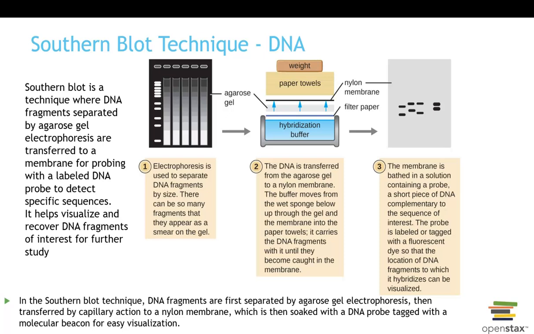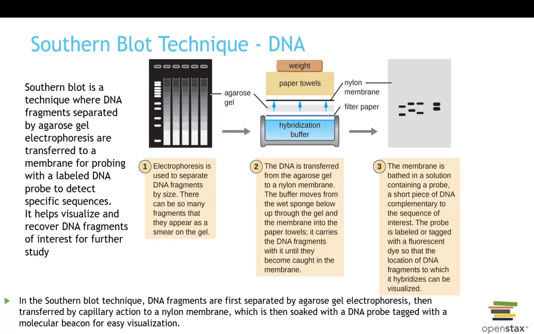So then we have Northern blot. There is no scientist with the name of Northern. They just play around with these names. So Northern blot is when you do the hybridization of RNA. Same procedure, but instead of using DNA, we use RNA.